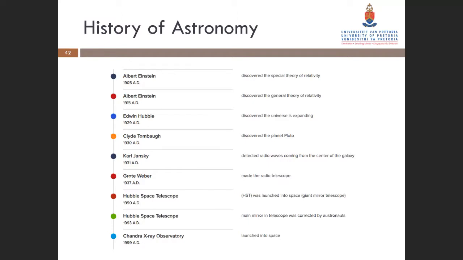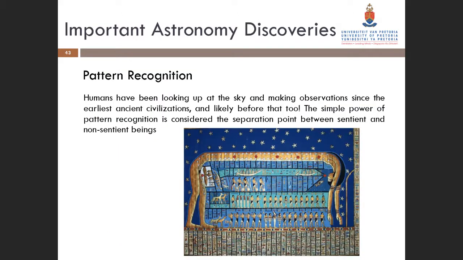Going to the next slide, an important part of astronomy is pattern recognition. Humans have been looking up at the sky and making observations since the earliest ancient civilizations, and likely before that too. The simple power of pattern recognition is considered the separation point between sentient and non-sentient beings. Why do you think this is important?